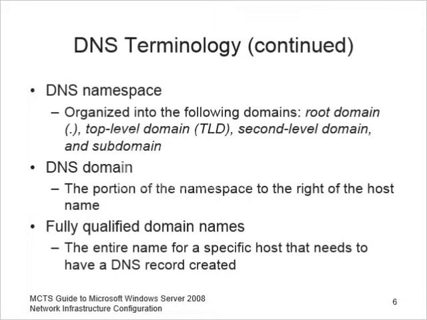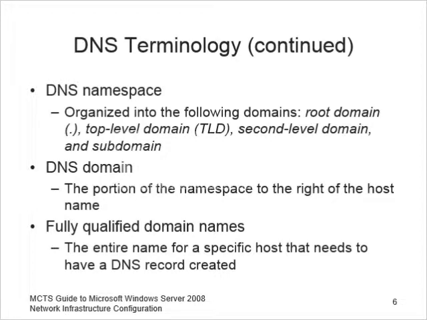DNS uses the fully qualified domain name to map a host name to an IP address. The FQDN describes the exact relation between a host and its DNS domain. For example, computer1.sales.microsoft.com represents a fully qualified domain name. The computer1, that is the host, is located in the sales domain, located in the Microsoft second-level domain, located in the .com top-level domain.